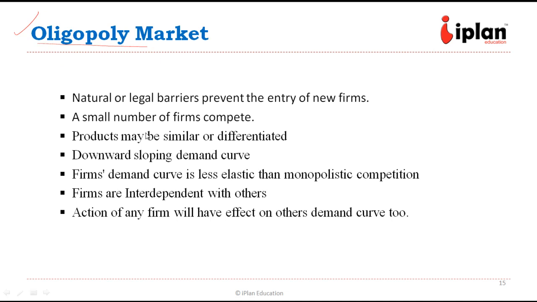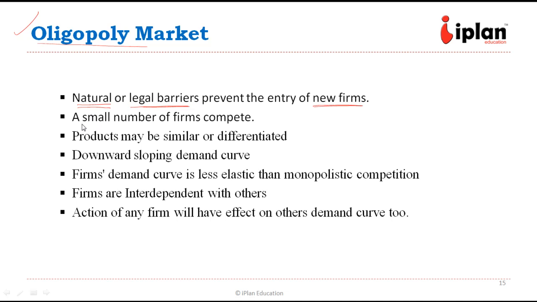In this case, there are certain natural or legal barriers which prevent the entry of new firms. There could be a natural barrier. For example, the company has to have one type of natural resource, or the nature of the industry is such that a large amount of investment has to be made, which may not be available with every other firm. Or there could be a legal barrier due to licensing of the product from the government, etc.